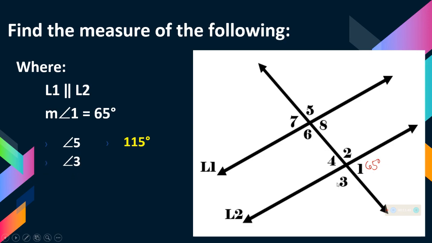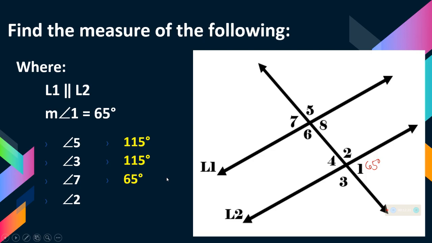Next, how about the measure of angle 3? Okay, that's correct. That is also 115 degrees. Okay, because they formed a linear pair. So that is a straight angle. So angle 3 is 115 degrees also. Next, how about angle 7? Okay, so what do you think is the measure of angle 7? That's correct. We have 65 degrees because they are alternate exterior angles. So the property about that is they are congruent.